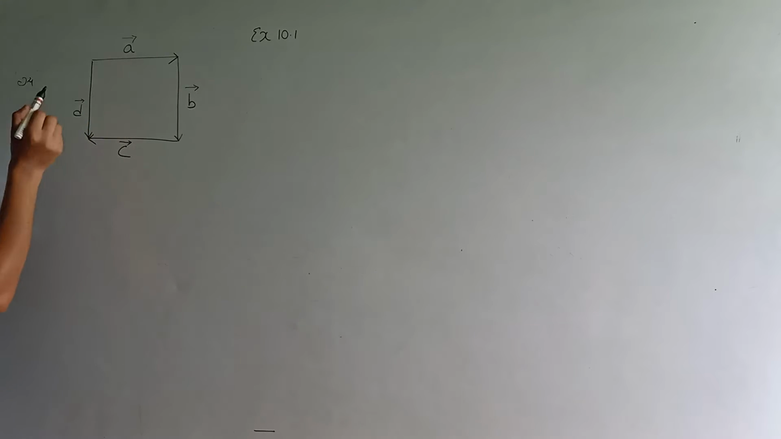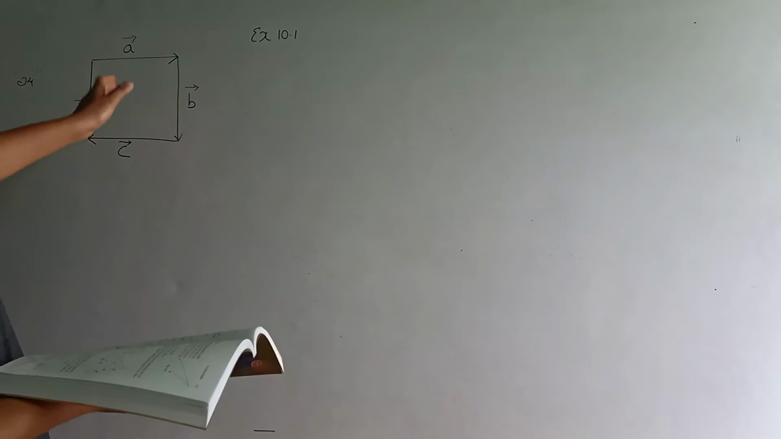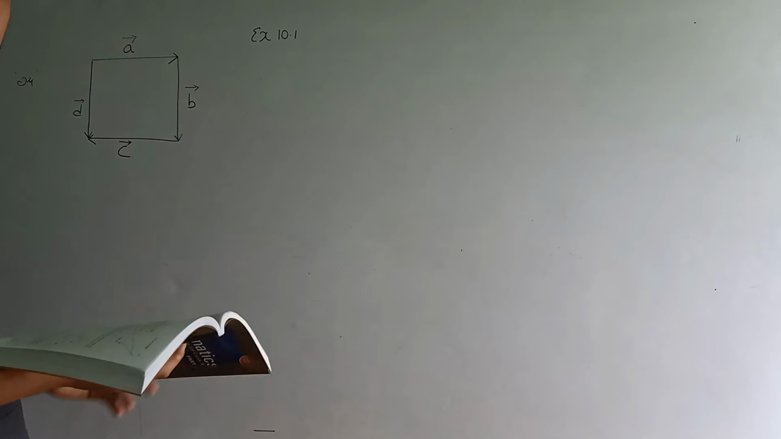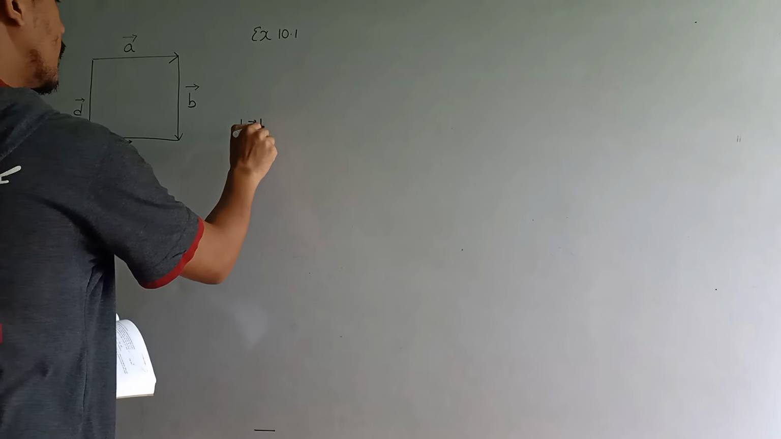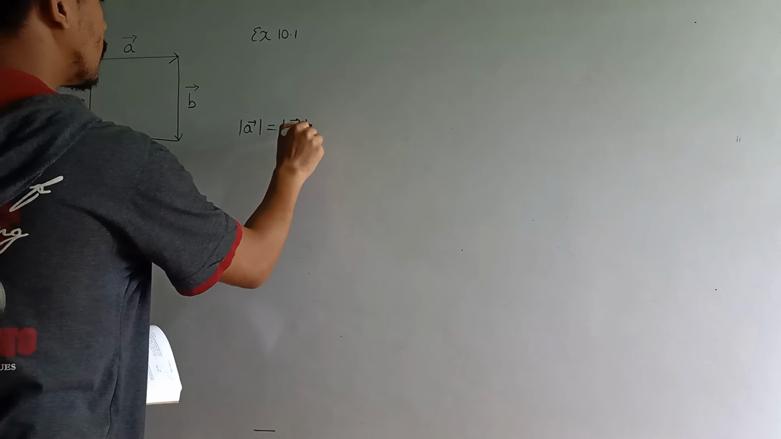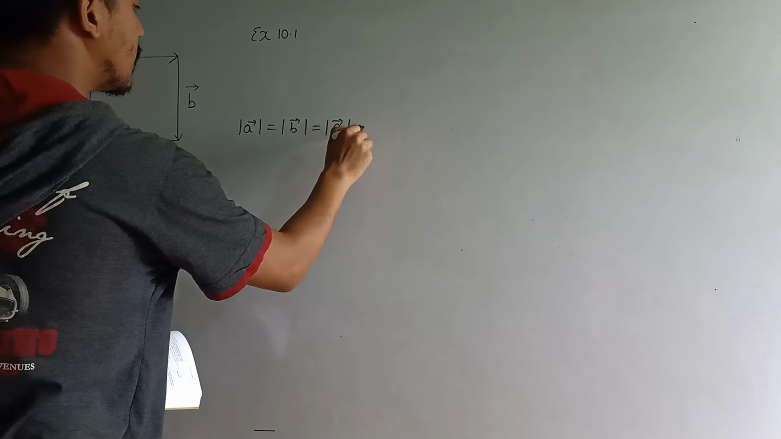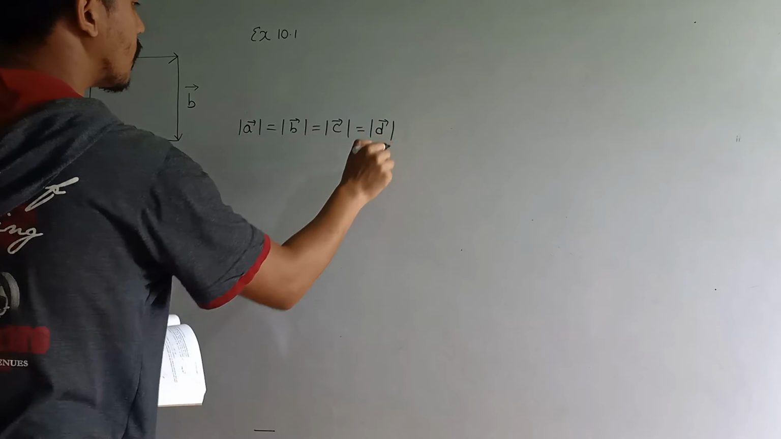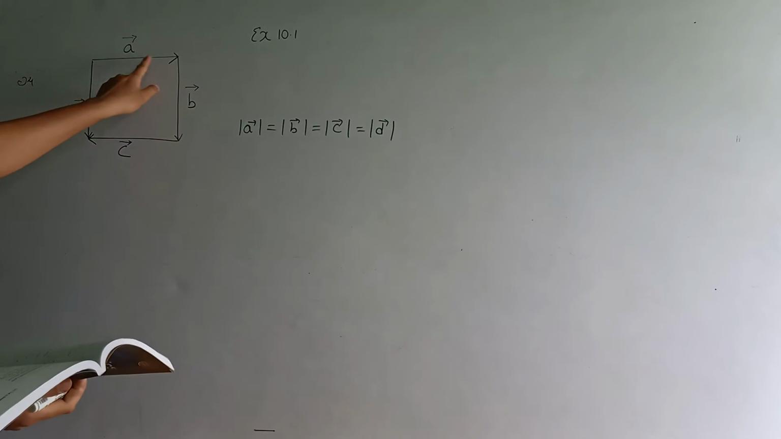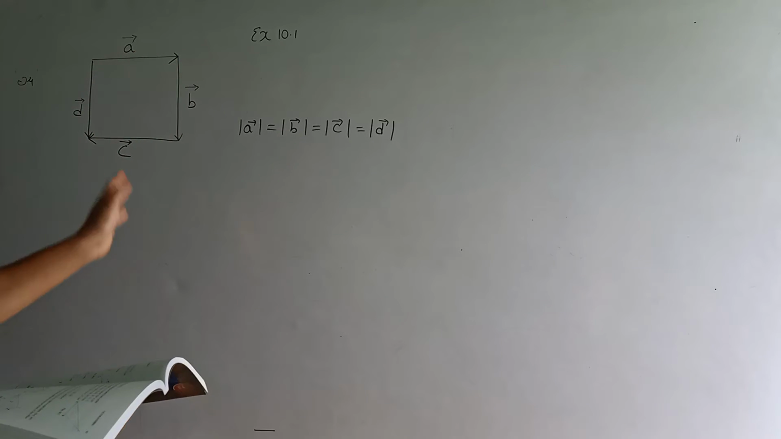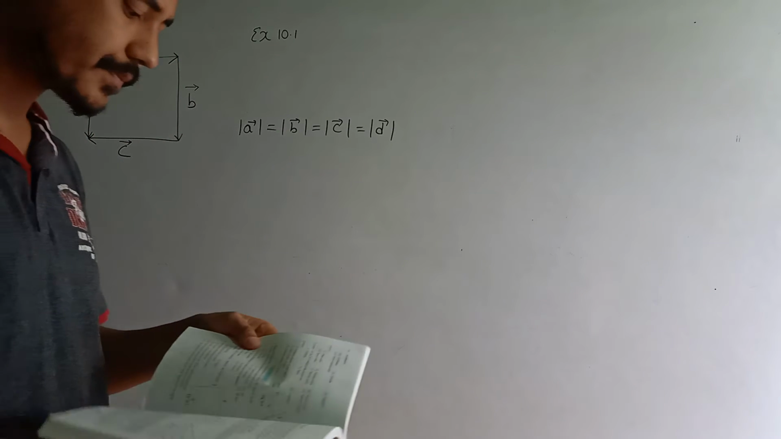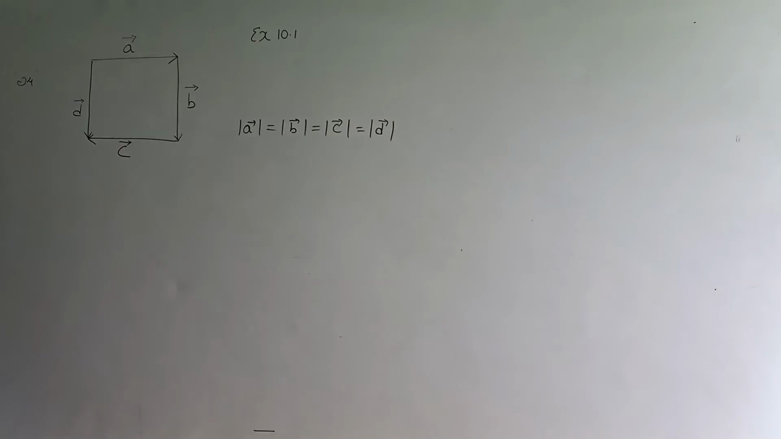Since all the sides of a square are equal, the magnitude of all these 4 vectors will be equal. Magnitude of A will be equal to magnitude of B, equal to magnitude of C, equal to magnitude of D. Magnitude of a vector means the length of the side of your square, right? And all the sides are equal, so the magnitudes of all the vectors are equal. So in the first case, you need to identify which of them are vectors.